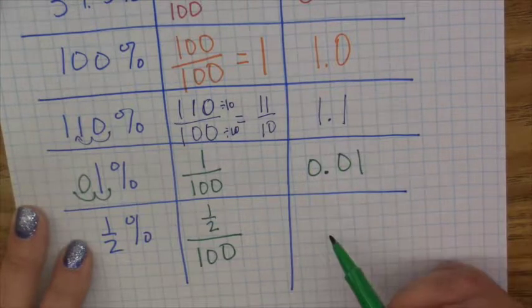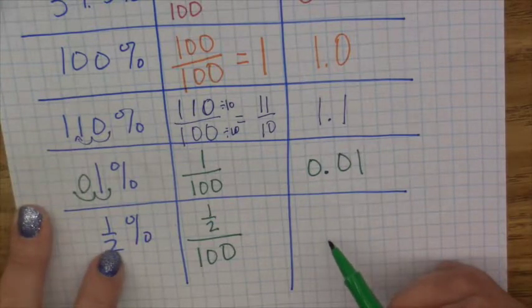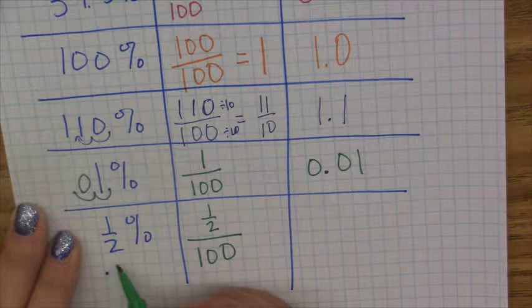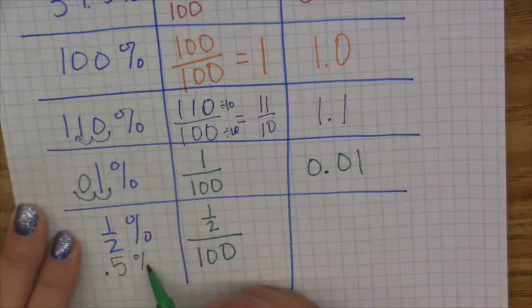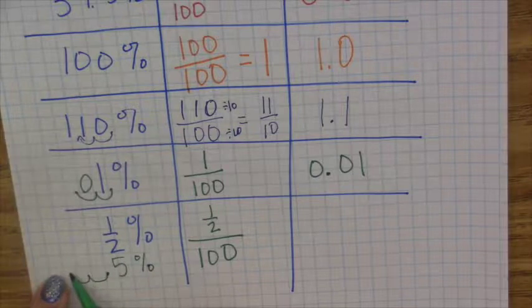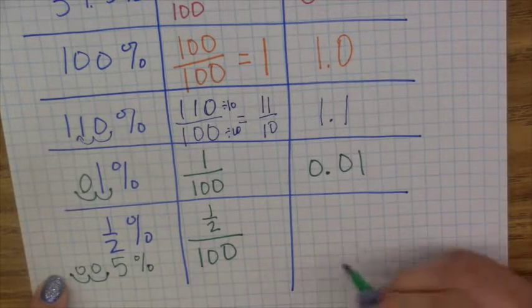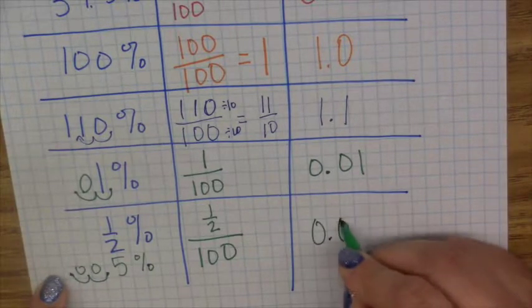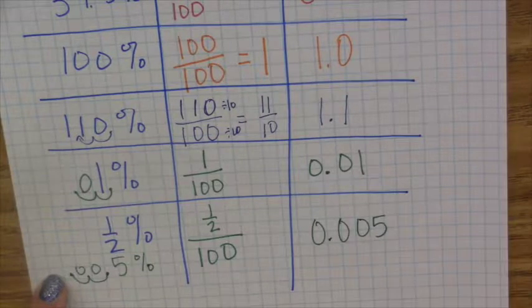For our decimal, we need to think of this as 0.5%. So we would take our decimal point and move it 2 places to the left, so we have 2 zeros to fill in. So 0.005.